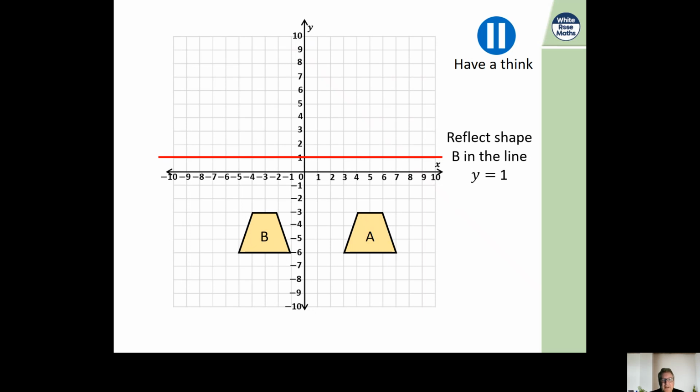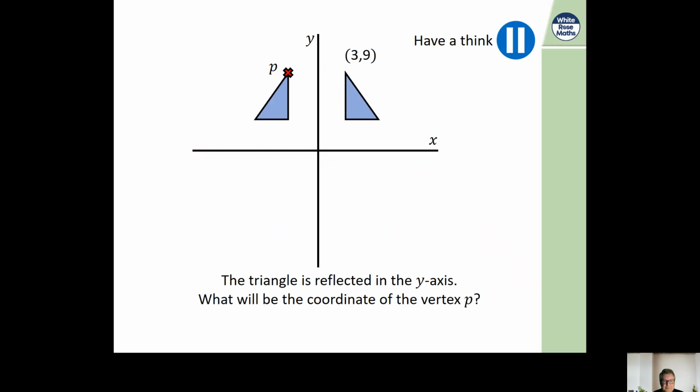So have a think about that. You may need to go back and have a look what happened reflecting A to B. Have a think about this one. The triangle is reflected in the x-axis. What will be the coordinate of the vertex P that's marked?